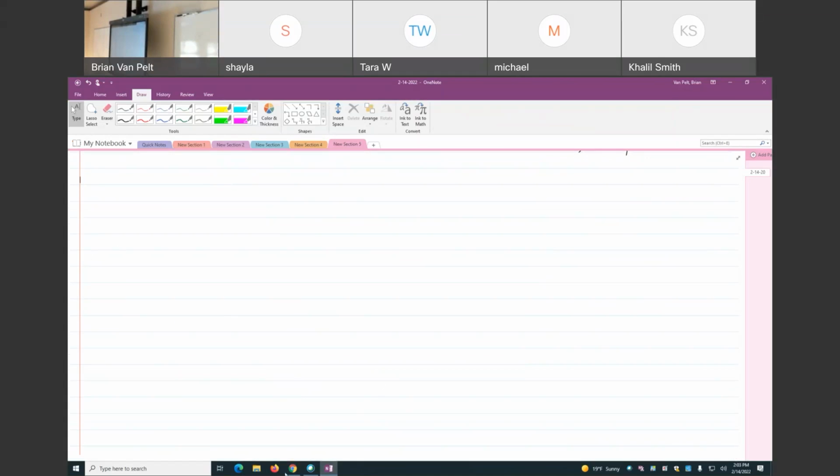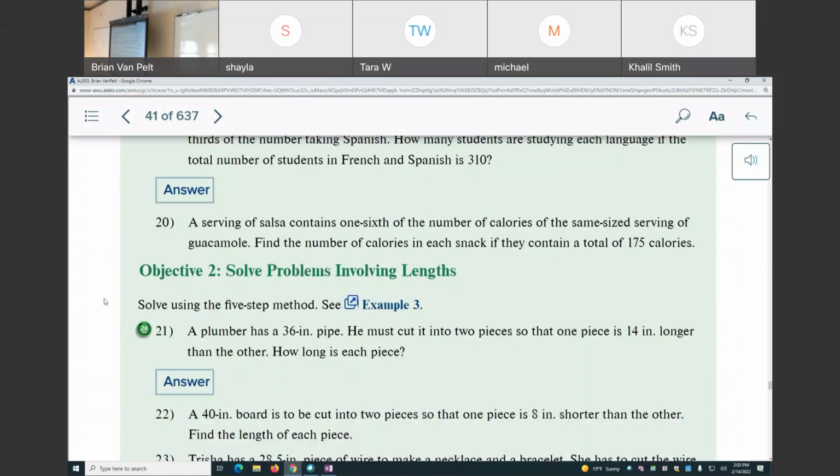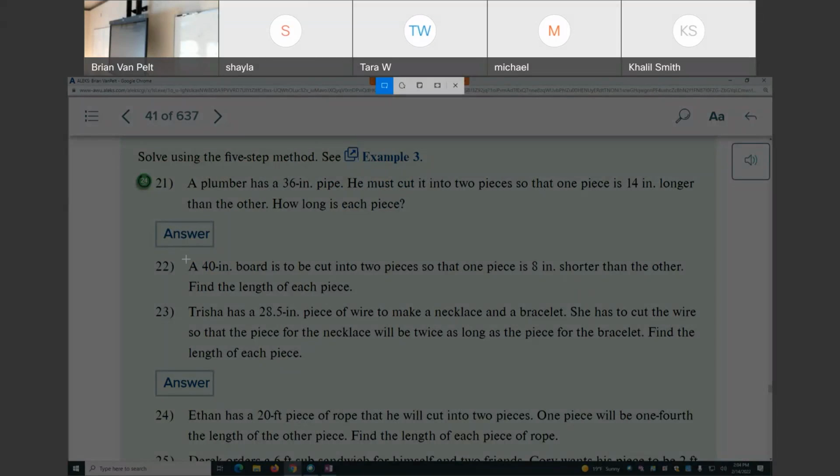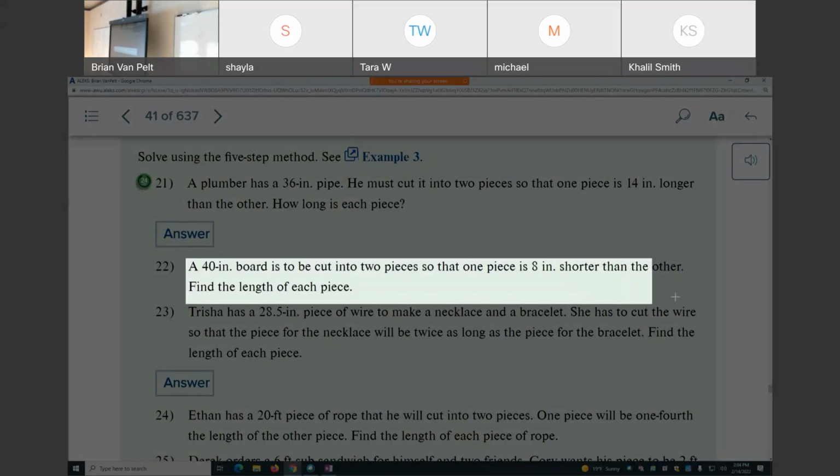Okay, well, let's go on to the next one. This is really important. So I'm going to take some time on this one. This is a very important topic.